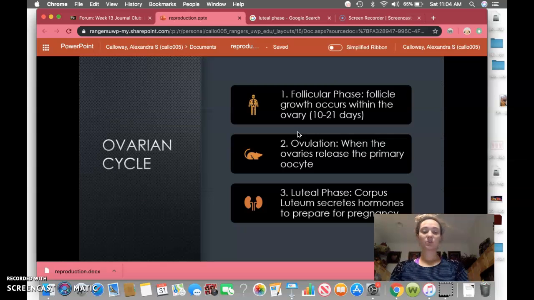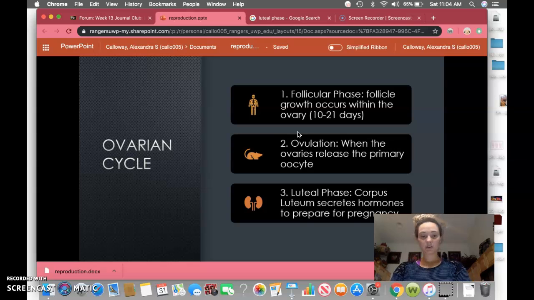So we're going to go into more detail about the ovarian cycle, but I'll just kind of sum it up for you here. So we have the follicular phase, which is when follicle growth occurs within the ovaries, which takes about 10 to 21 days. And at this stage, the primary hormones are estrogen and AMH. And the function of AMH is to prevent too many follicles from developing at one time.